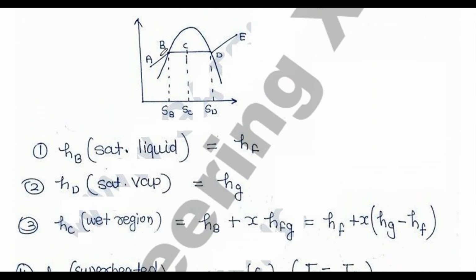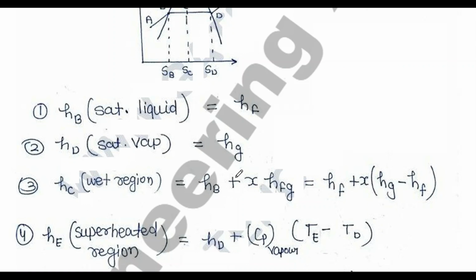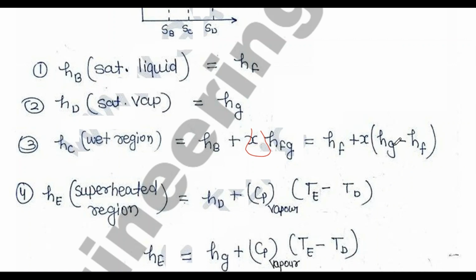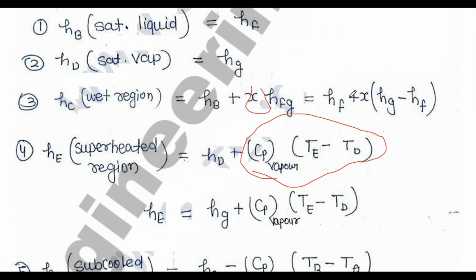HF is at HB, as I said, and the saturated vapor line is at D, so HG equals HD, and the wet region you can write like HF plus X times HFG. X is for point C, and HFG is the difference between these. So how much enthalpy difference has been gained represents the X, and HFG can be written as Hg minus Hf. And in the superheated region, that is HD, you can apply Cp delta T as you do for ideal gas, because it is a superheated region. So HB plus Cp delta T is achieved.